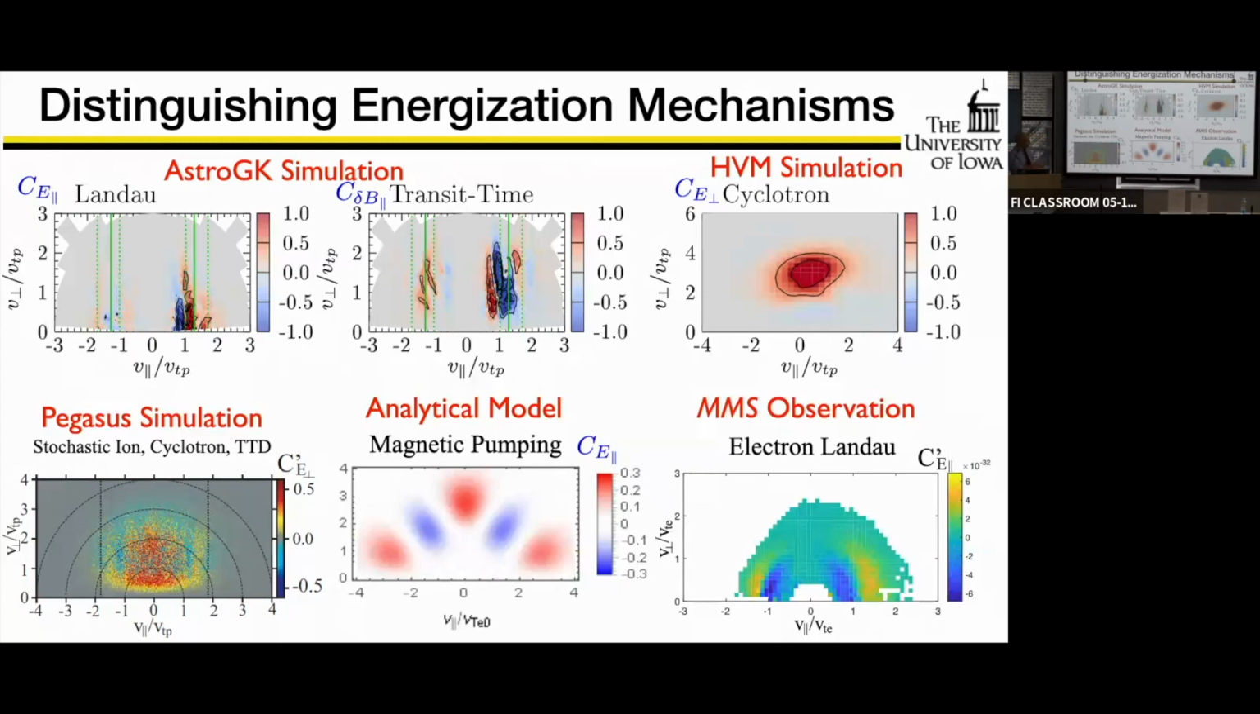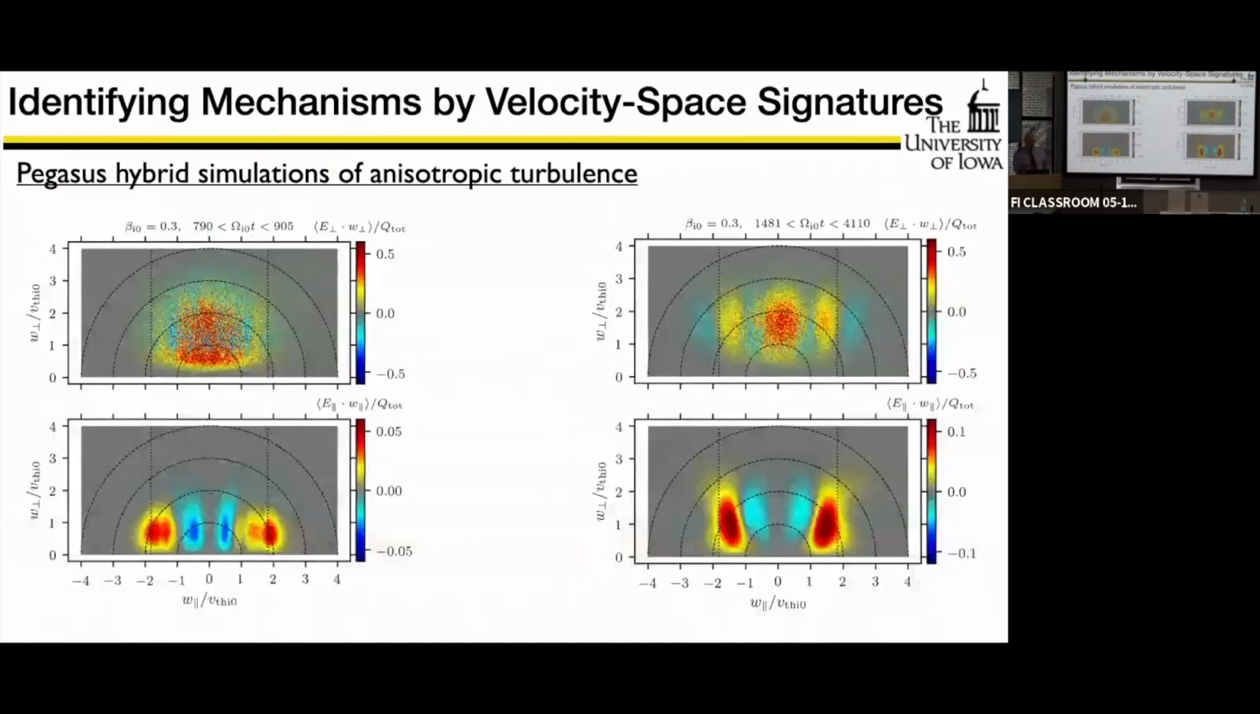So to look at this Pegasus simulation, this was Matt Kunz's hybrid simulation, we actually look at this. Well, this thing looks like a bit of a mess, but from theoretical reasons, you can actually decompose this. All of the energization that's happening down here that's very strong, and it's all below 1 thermal velocity in perpendicular energy, that's stochastic ion heating.